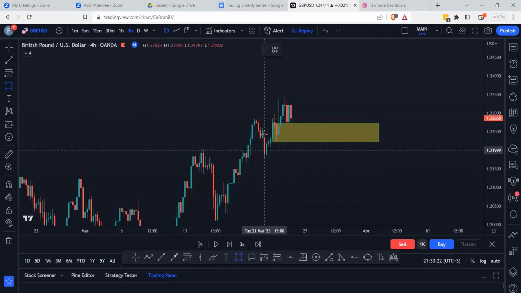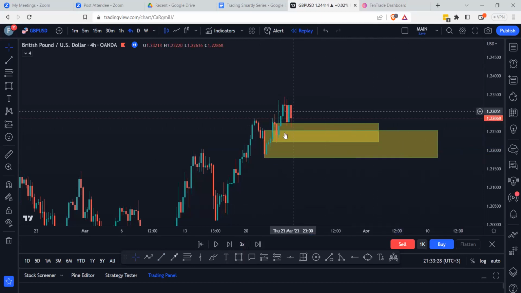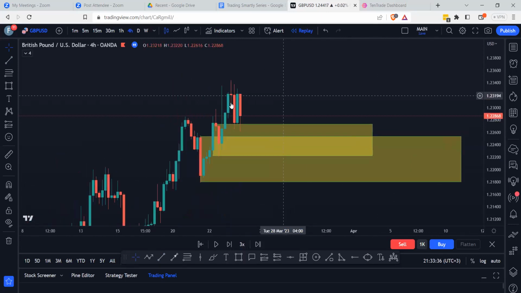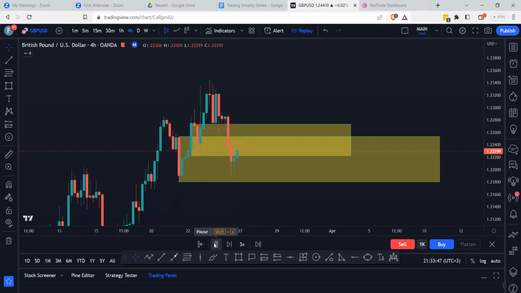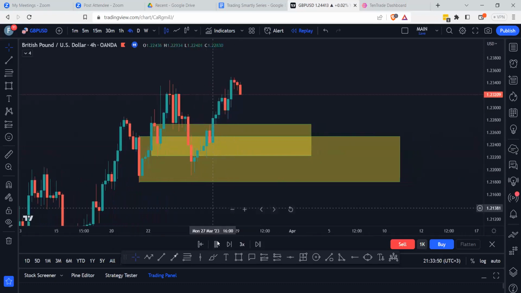This as well is a support. So we're going to be looking to take entry here. You can see price has tapped already into this first support zone here. Price came down. You can see that bullish candle. That is a reaction from this support. Let's play it forward and see ultimately what price did. So price tapped into this big support here.